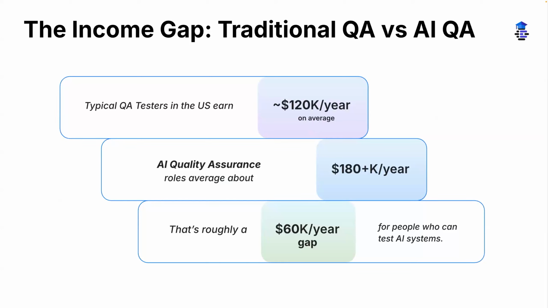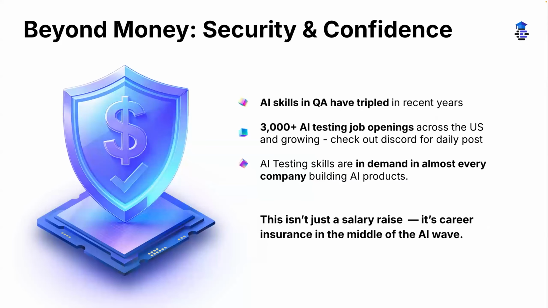Think about this. It's a bump for your career. It's not only float your career or save your career. It's actually bump your career. It's a high demand. Remember, we post a job every day. And this is not it. It's just our ritual, right? There's more than that. Beyond money, you get security and confidence, right? This is the most important thing. AI skill and QA demand have tripled over the years, right?